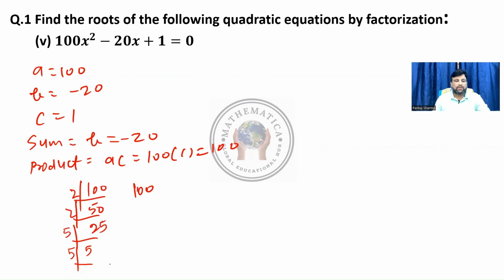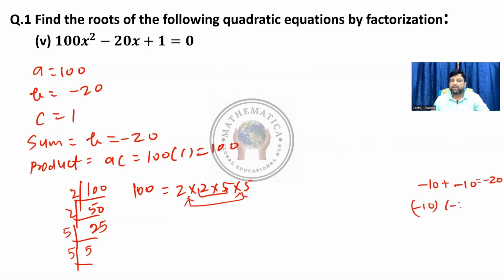So we can write 100 as 2 into 2 into 5 into 5. We want the sum to be minus 20, so we can arrange 10 and 10, this 5 into 2 and this. So we want minus 10 and minus 10. If I add minus 10 and minus 10, it will be minus 20, and minus 10 and minus 10 multiplied is also equal to 100, the product. So we can write 100x square, splitting the middle term as minus 10x minus 10x plus 1 is equal to 0.